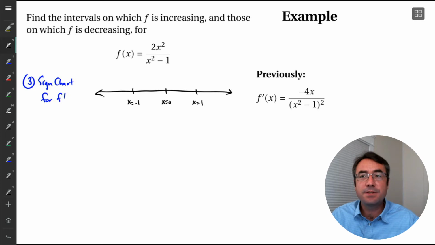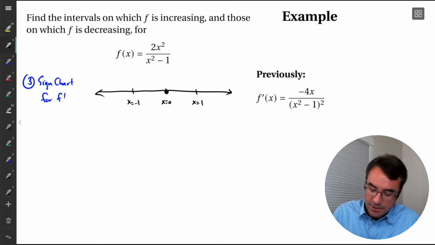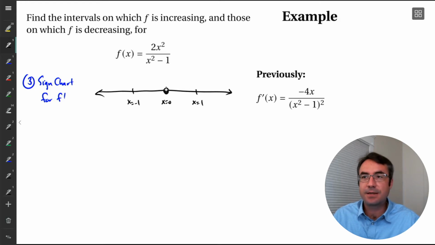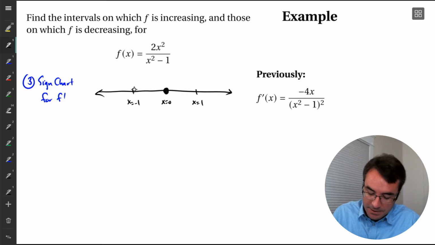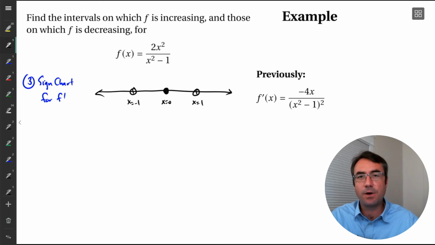And when we do this, just as a bookkeeping thing, let's use a filled in dot for x equals 0 because that was a critical number. And then let's use an open circle at negative 1 and positive 1 because those weren't critical numbers. They're still important, but they're not technically critical numbers. We'll see why that distinction is important in a later lesson. But right now, let's just keep track of that.